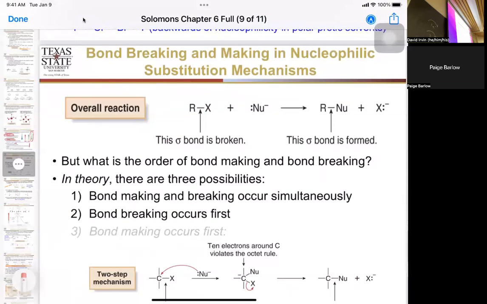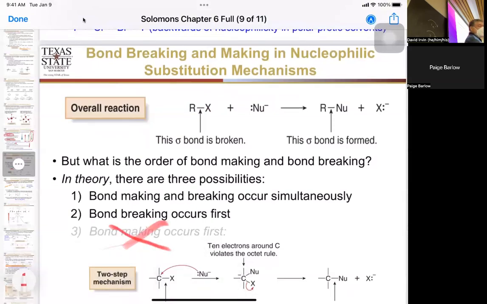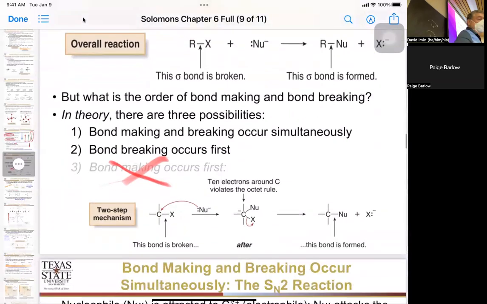We'd have 10 electrons around carbon. We would break the octet rule. We cannot do that. So right here, we cannot have 10 electrons around carbon, therefore we cannot make the bond first. So we only have 2 options. We can make and break at the same time, or we can have something leave. So that means we have 2 mechanisms that we can play with to do these substitution reactions.